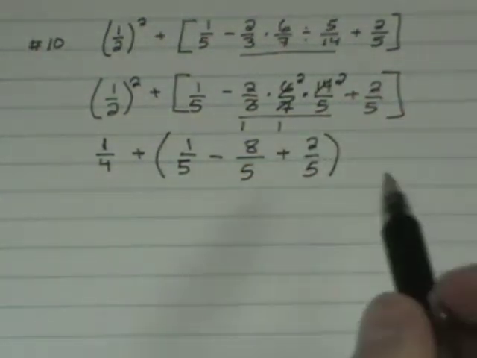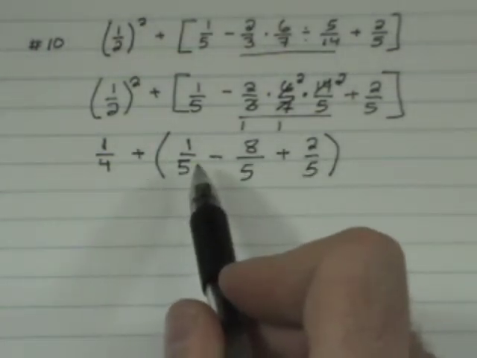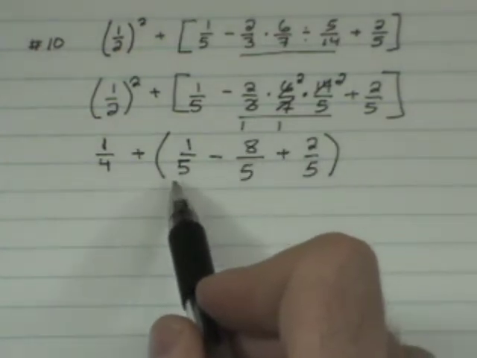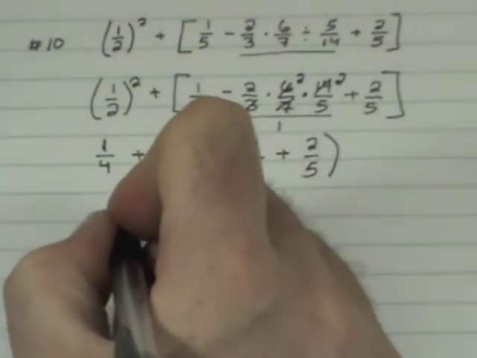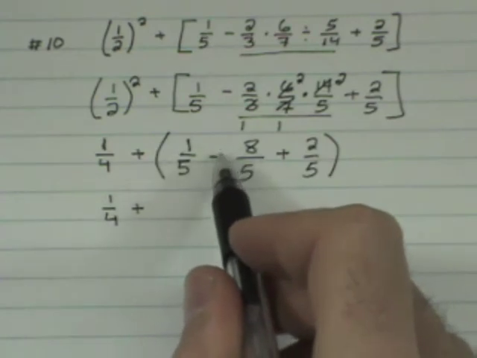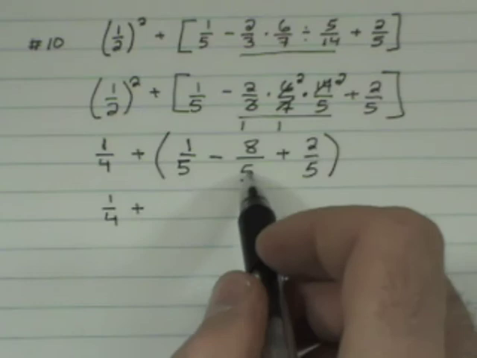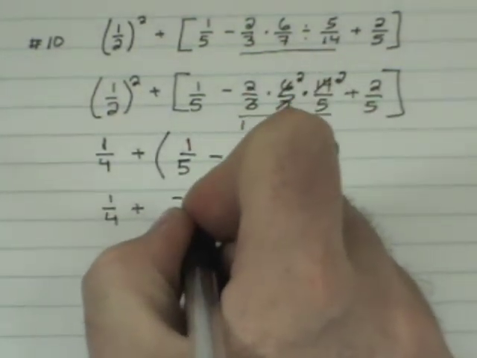Lucky us, these three fractions in here all have a common denominator, as that's the first step you always look for when you're adding and subtracting fractions. Since they have a common denominator, I'll go ahead and do that arithmetic. I have 1/4 plus 1/5 take away 8/5 would be negative 7/5. Negative 7/5 plus 2/5 would be negative 5/5.